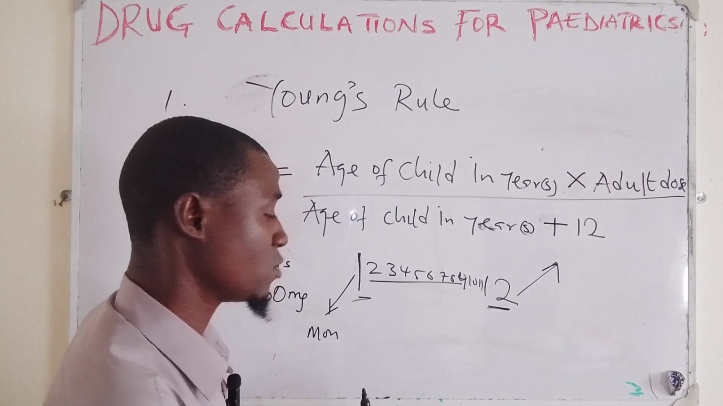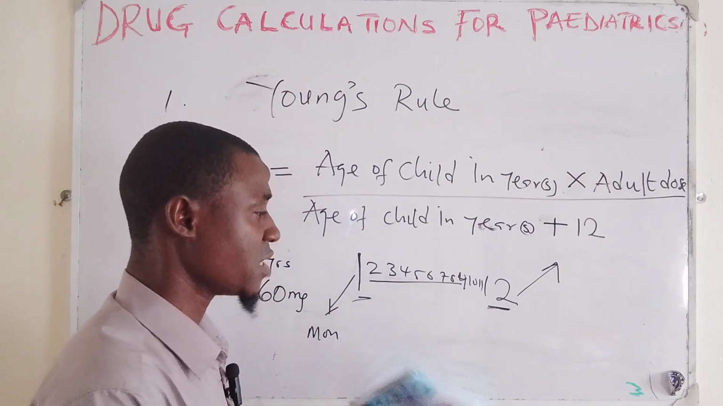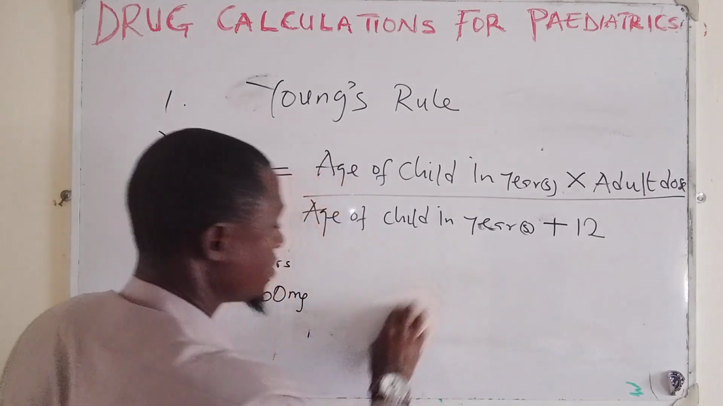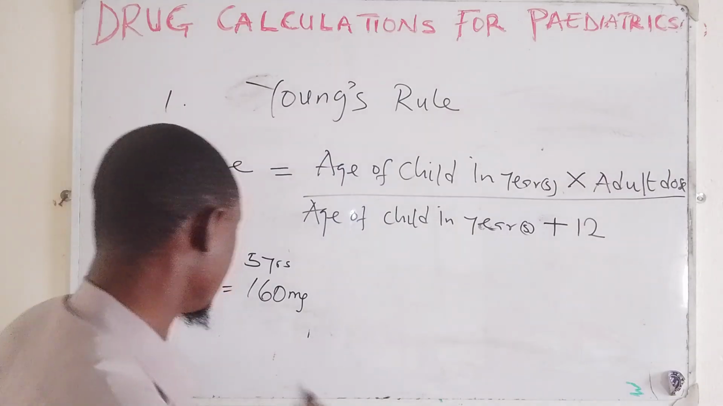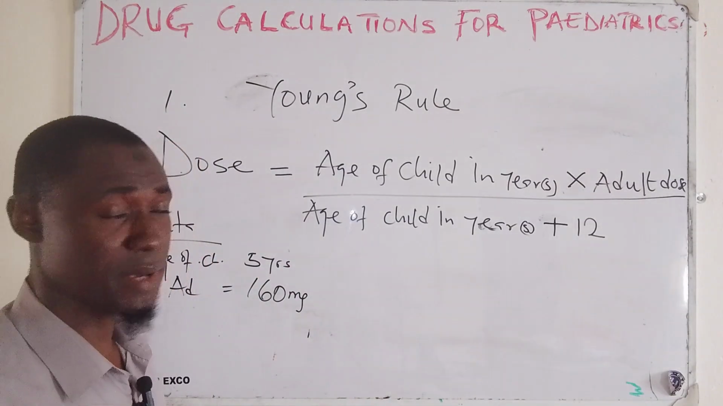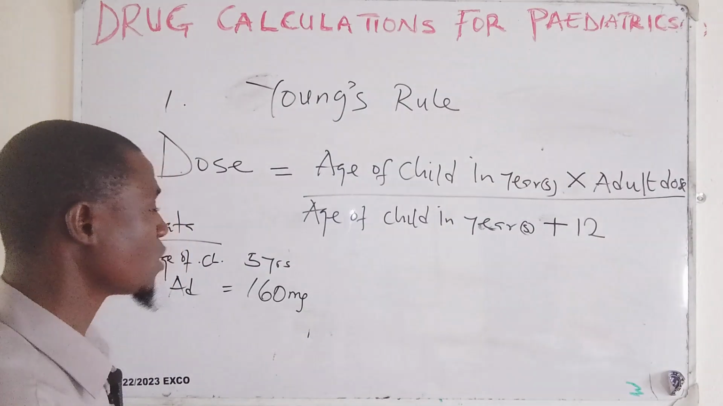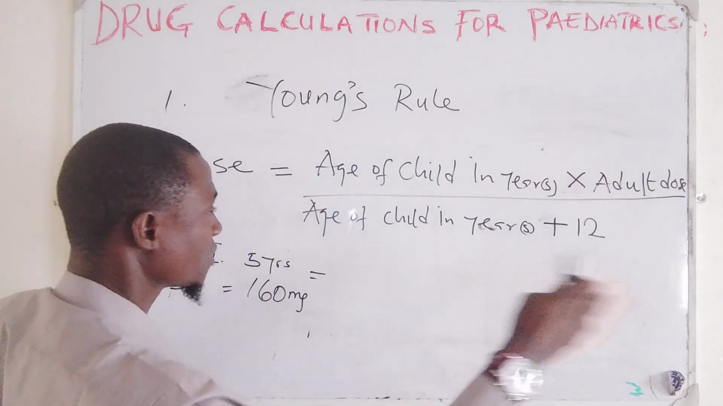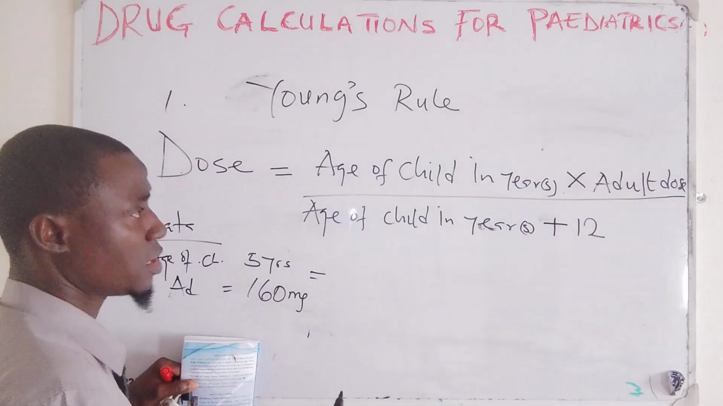So please, let's take note of this very important point. Going by this statement, you will see that the age of the child here has been given to be 5 years. So perfectly, this rule can be applied, since it is within the age range that we have already stated.